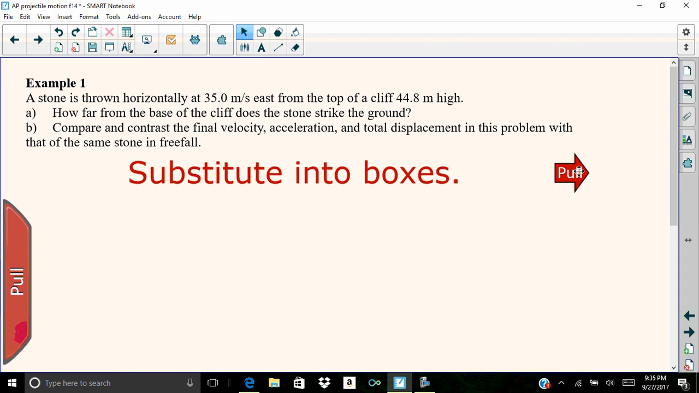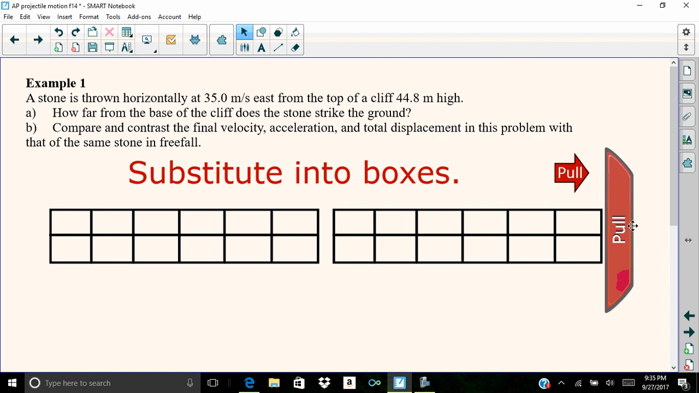Now I'm ready to substitute into the boxes. What I'm going to do is I'm going to have two sets of boxes. I'm going to have a set for the x direction and I'm going to have a set for the y direction. I'm going to pause the video at this point so that you can go ahead and get your information, get your boxes straight.